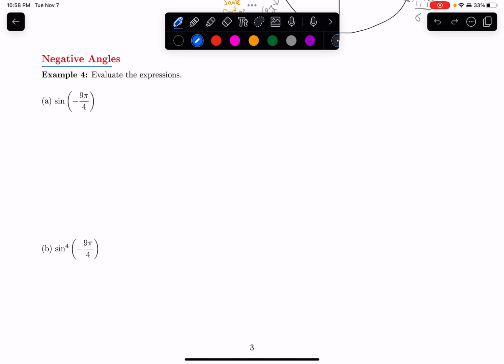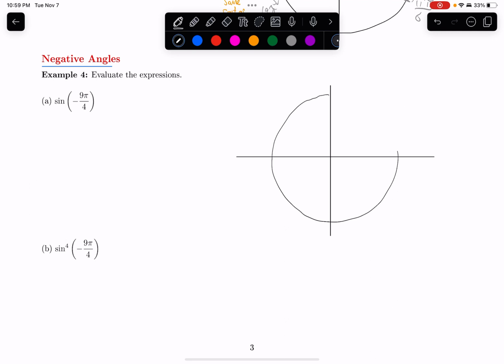And I want to look at an example. So let's say I have sine of negative 9 pi over 4, and I want to evaluate this. So to do that, I can use my unit circle. So I'm going to draw some axes, and then let's go ahead and draw our circle. Okay, so we got our unit circle here.